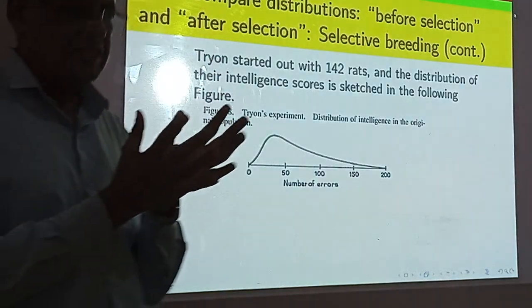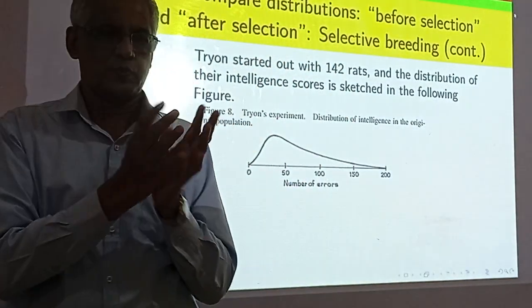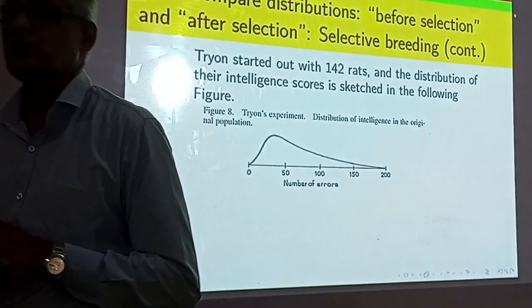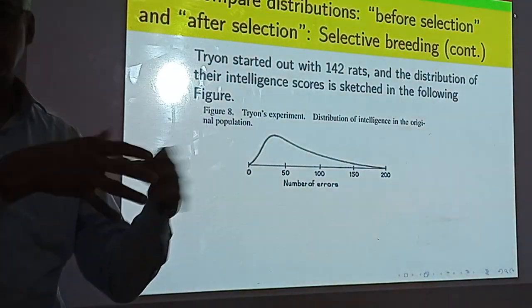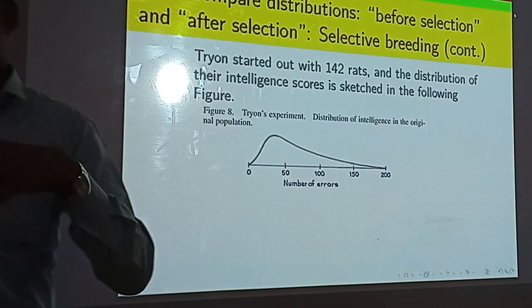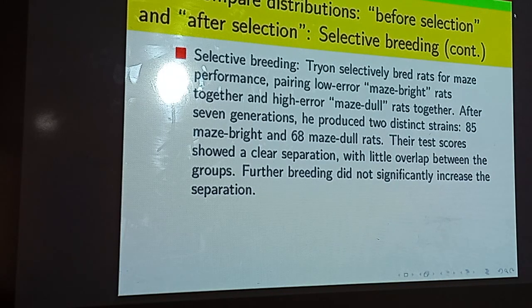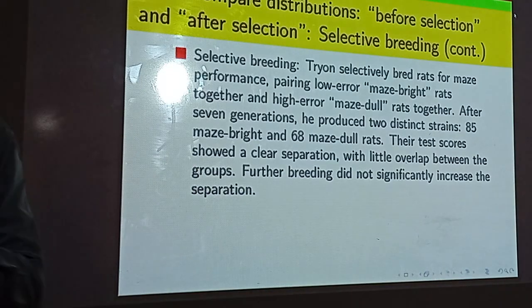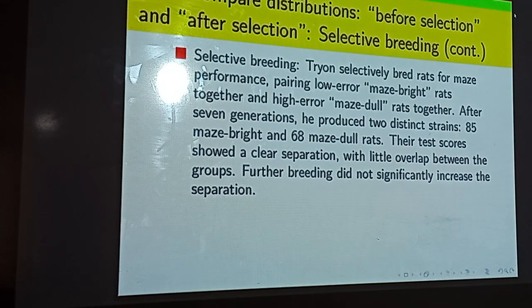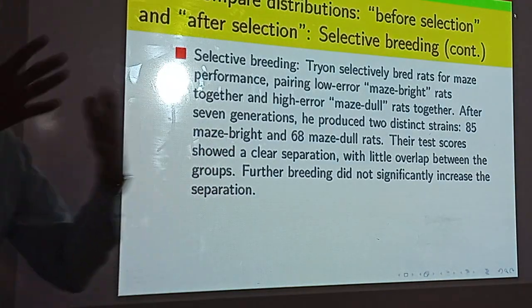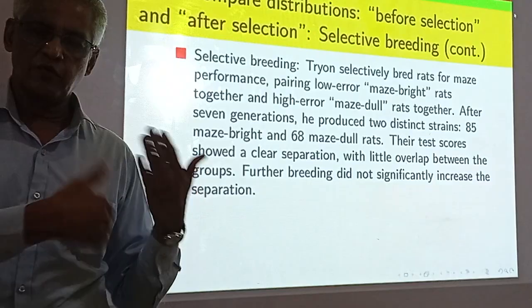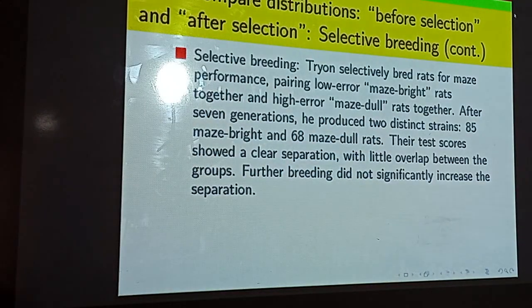But then they bred these animals within each group. Bright ones are mated with bright ones. They have new offspring and so on. They bred them for several generations, and after that they had altogether 85 in the male bright group, and the other group had 68 male dull rats. So the male bright generation came from the bright rats, and the other one came from the dull rats.